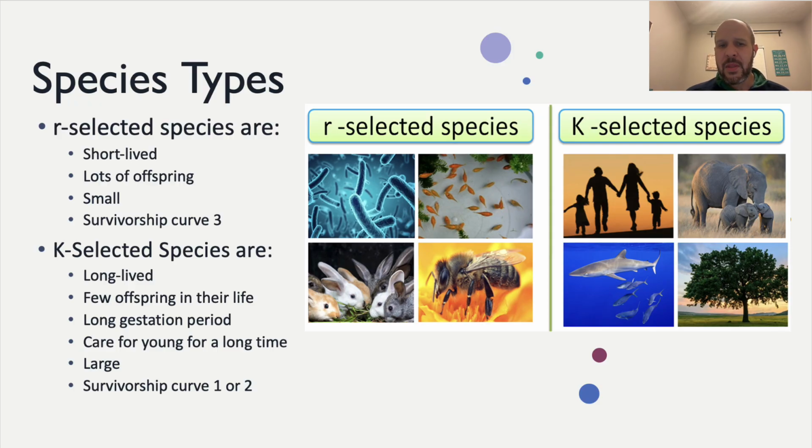They also are generally larger. So, like your elephants, your sharks or whales, humans, even trees fall into that same category. And they have a higher survivorship. I mean, higher on the spectrum. One is the highest, three is the lowest, because they generally don't die very quickly, at least the vast majority of them. And so the growth patterns look very different on a graph.